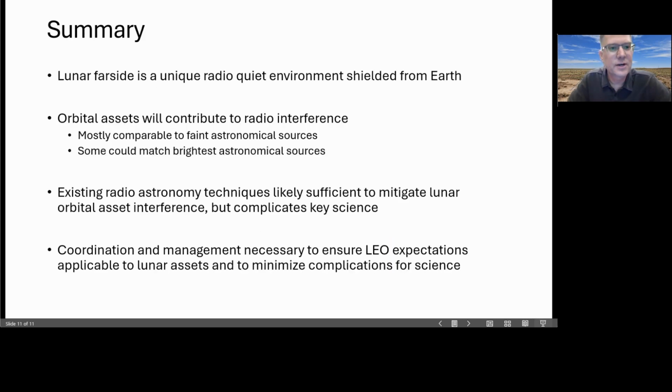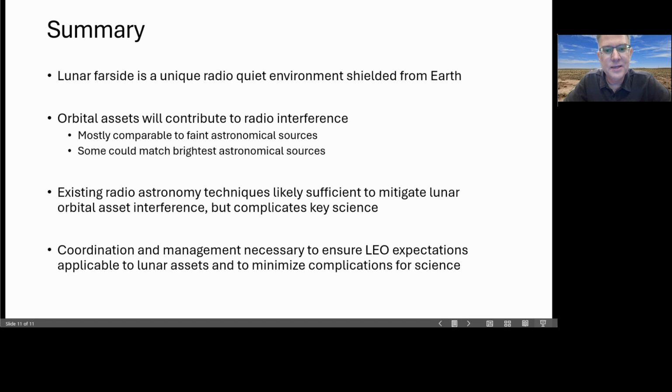So the moral of the story is orbital assets will be noticeable. They'll be visible as sort of moving radio sources in the sky, but they should be generally comparable to the astronomical sources. So that's good news. We have lots of techniques from Earth to handle those types of interferers, but it does make the science harder, especially some of the very demanding science that Stephen talked about and Evetta will talk about.